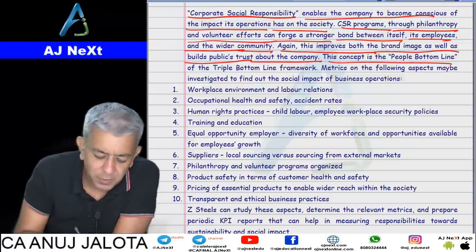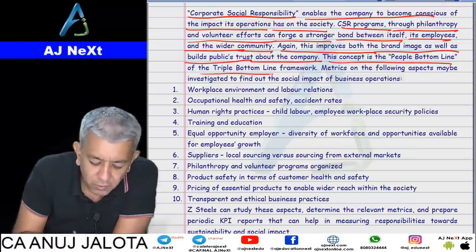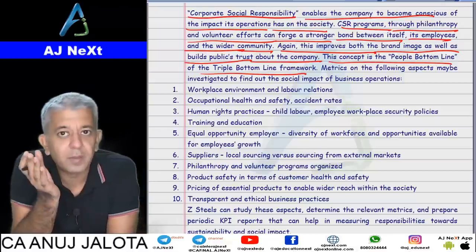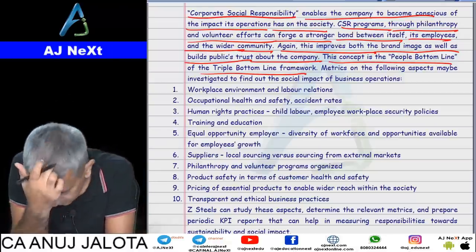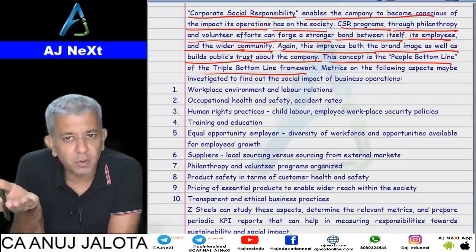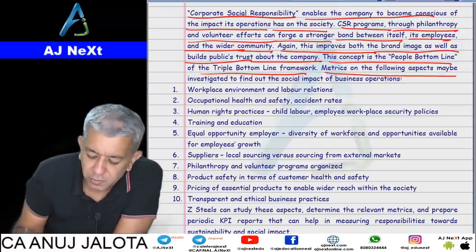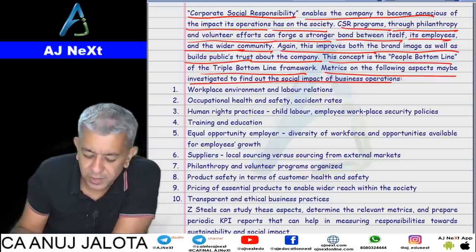This concept is the people bottom line of the triple bottom line. So in the triple bottom line you have the planet bottom line, that I told you right now, then you have a people bottom line, then you have a profit bottom line. Metrics on the following aspects may be investigated to find out the social impact.